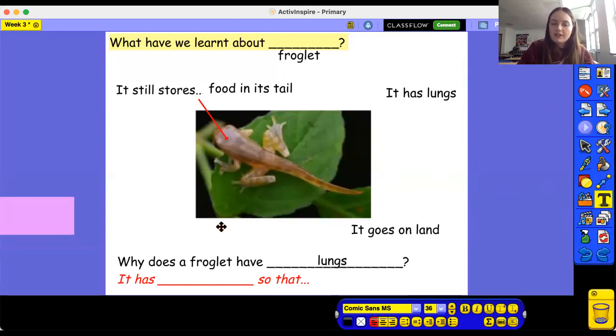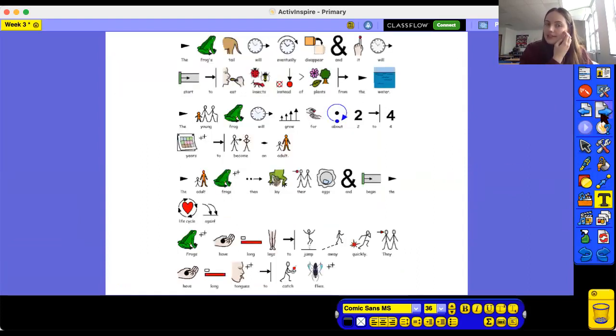It doesn't have gills anymore, it's got lungs instead. Why? Tell somebody in the room. Brilliant, well done. So a froglet has lungs so that it can breathe outside of the water. And this is our last information sheet. This one is about the frog, the adult frog.